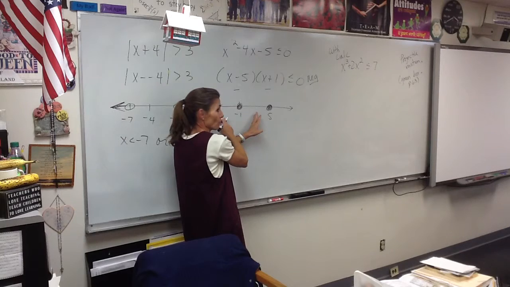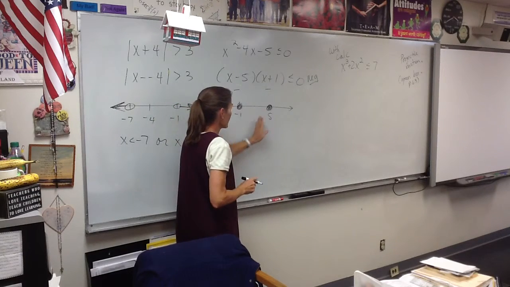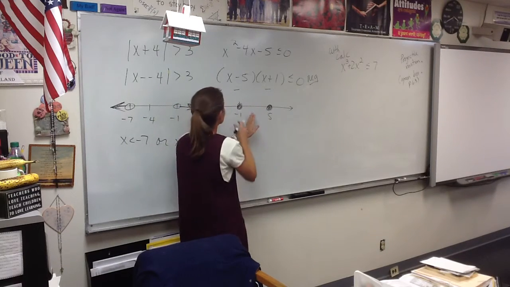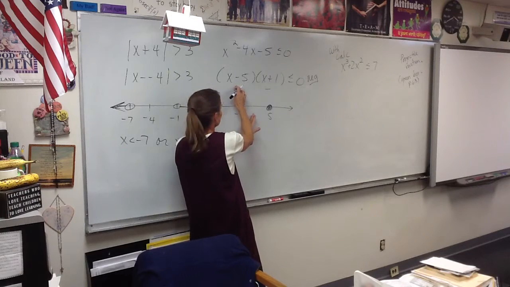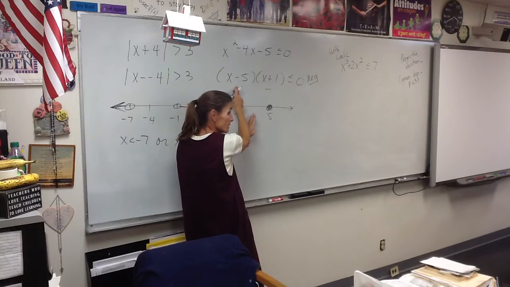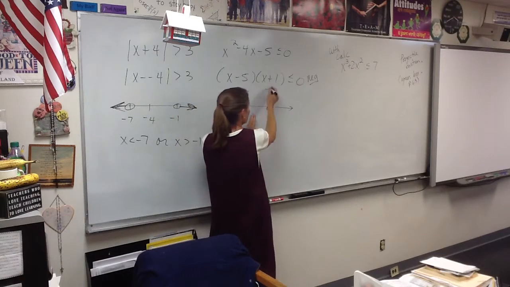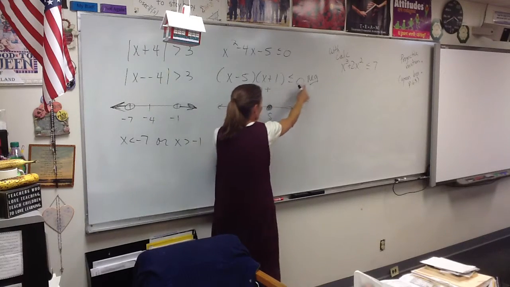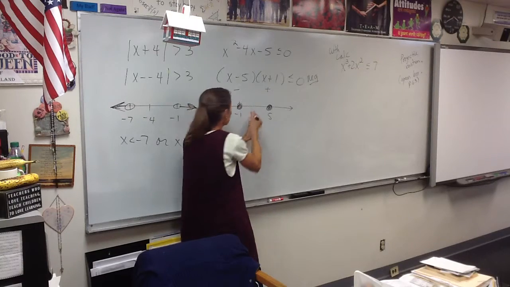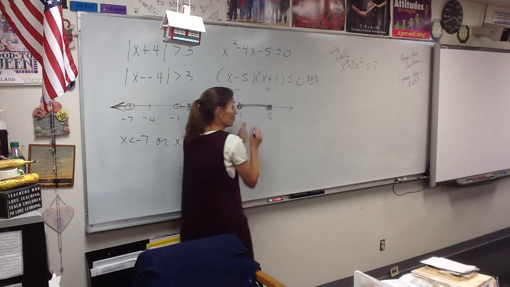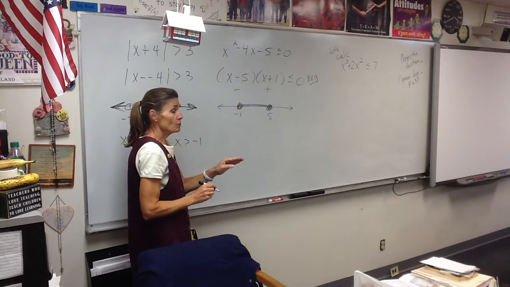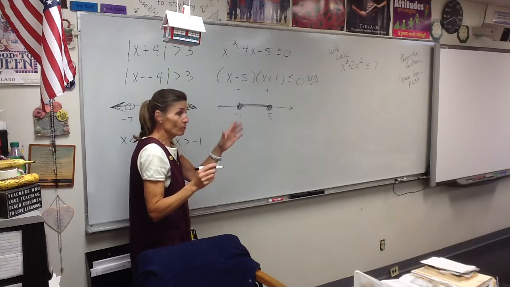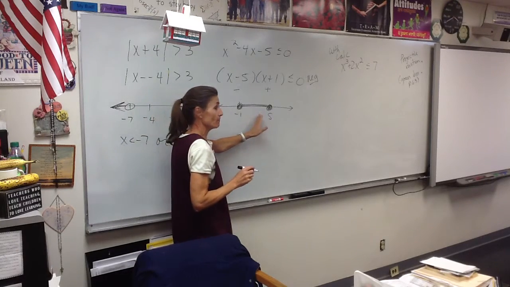This section didn't work. What's a number in this section? 0. Okay. If I put 0 in, this parentheses would be negative, but this one would be positive. So when I times them together, would I get what I wanted? So numbers in this section work. You just need to check any number. If it works, then that section's good.